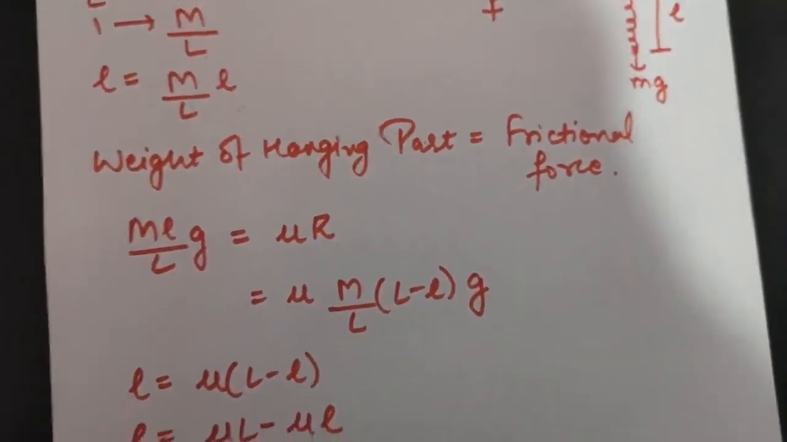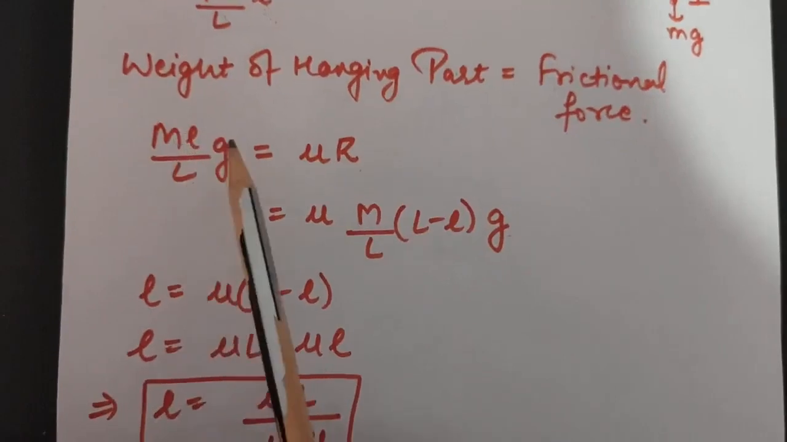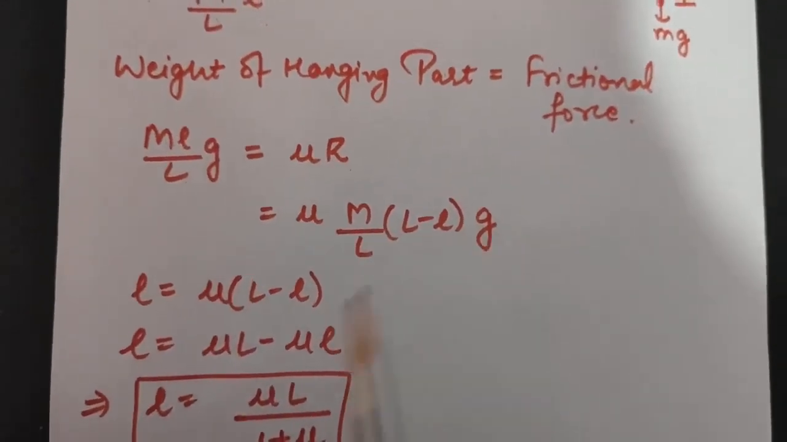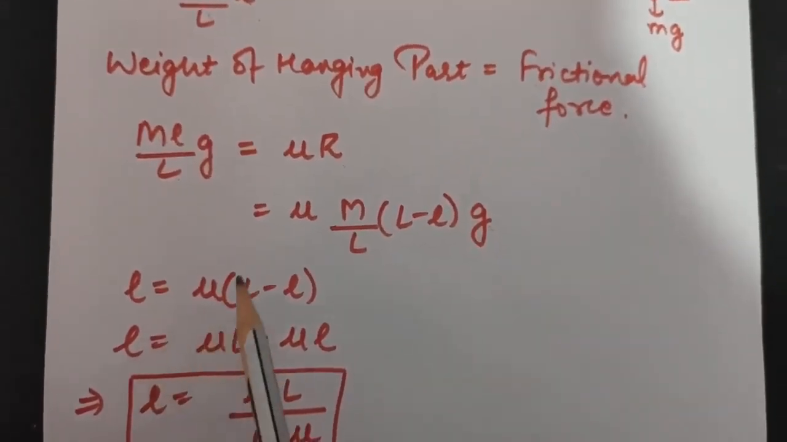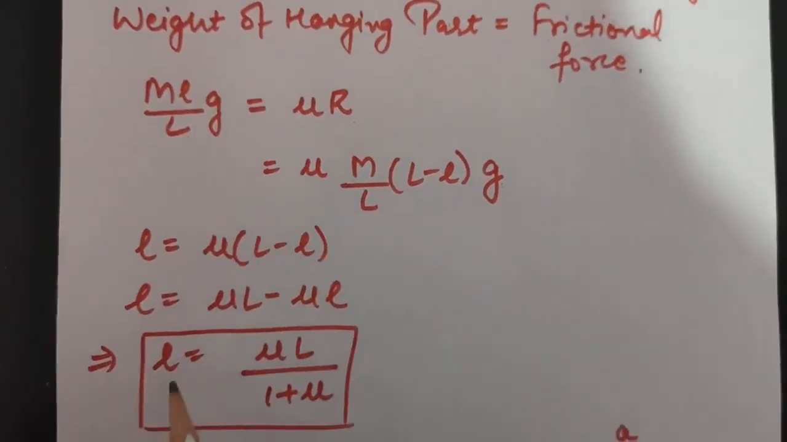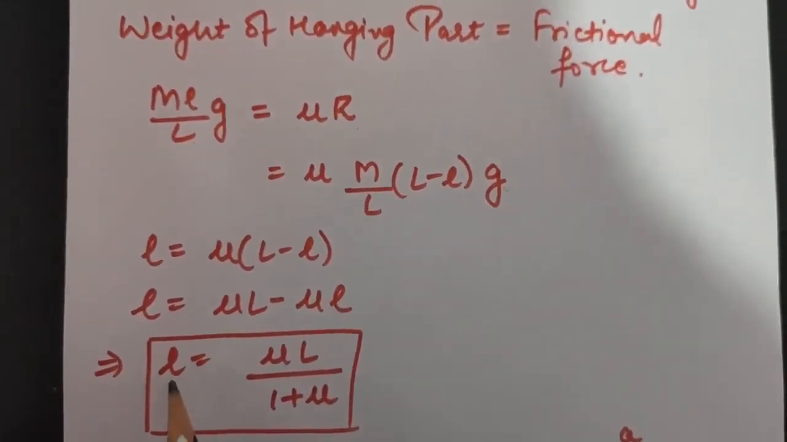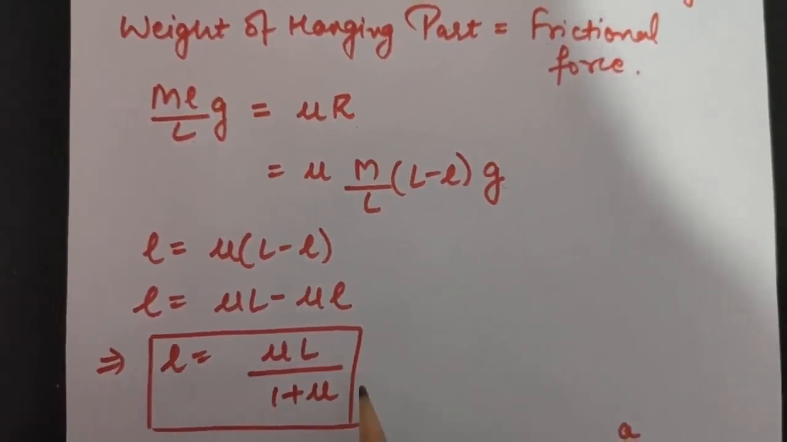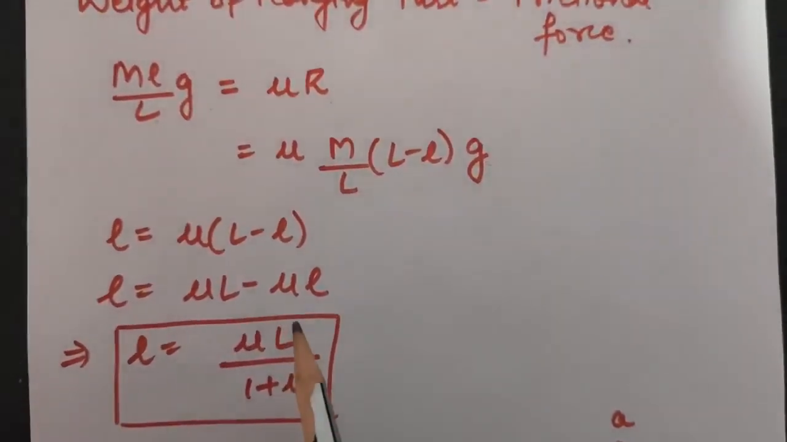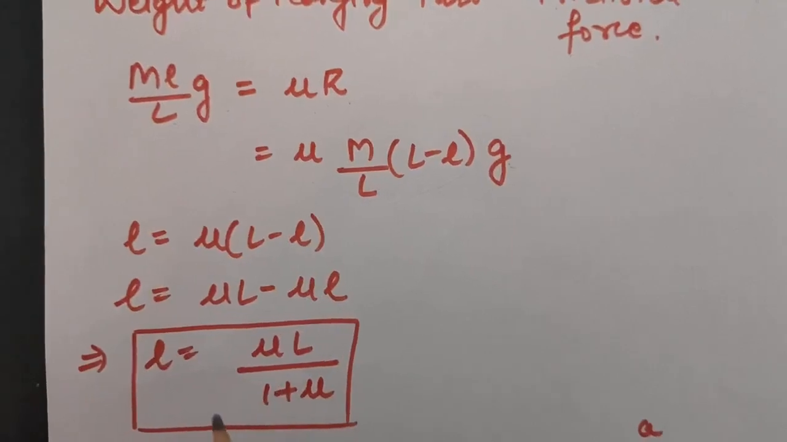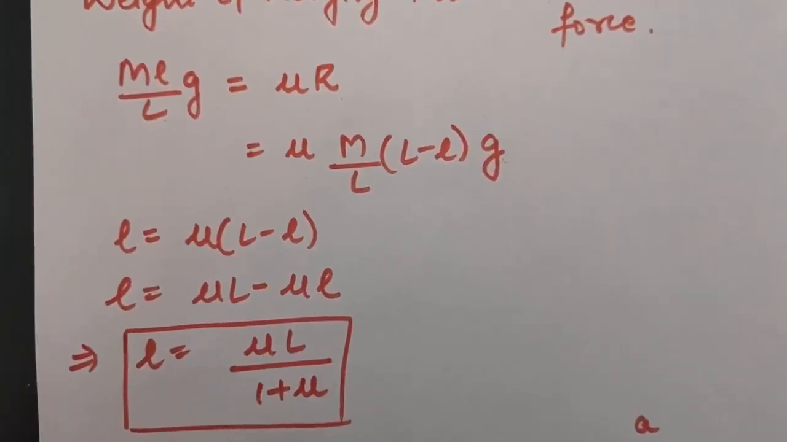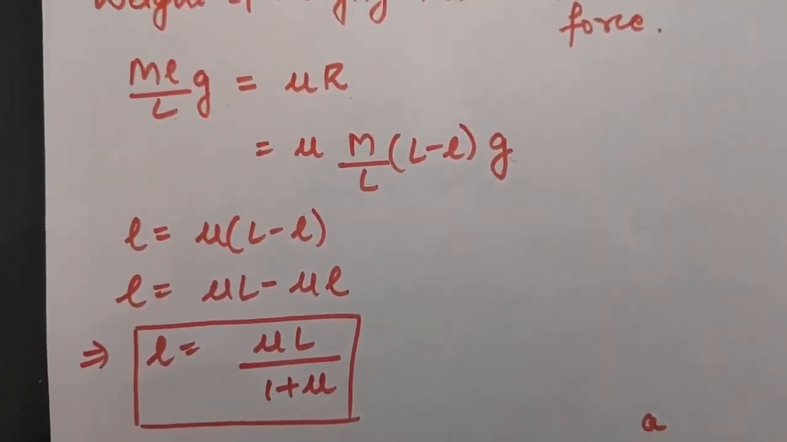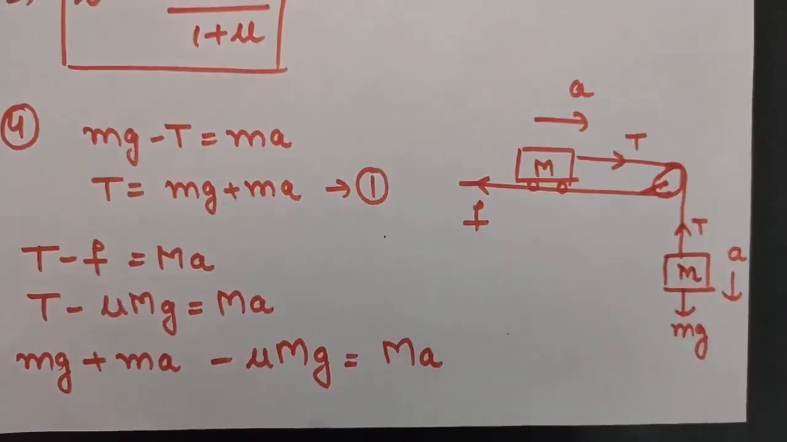Okay. So from here, M and g will cancel out, so you will get l is equal to mu into (capital L minus small l). From here you can easily calculate the value of small l, that will come to be mu L upon (1 plus mu). So that means if this much part of the length is hanging, then your chain will be in equilibrium. Okay, so the next is question number 4.